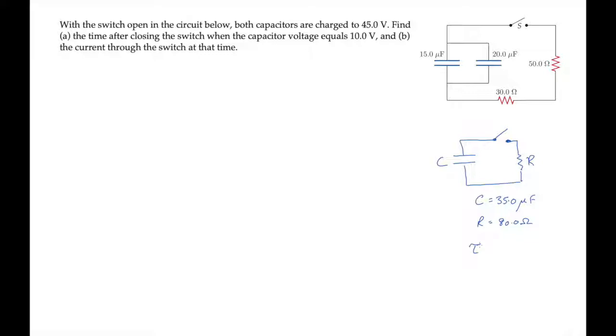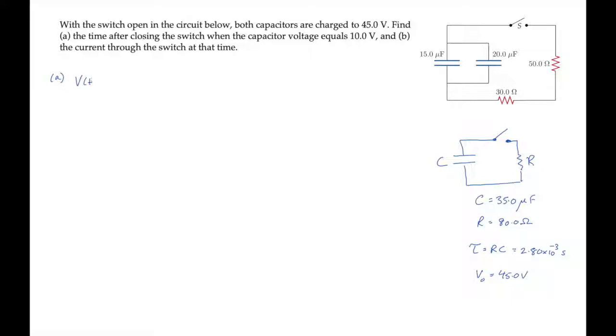This is an RC circuit, so we can calculate tau, the RC time constant, multiplying the resistance times the capacitance to find it equals 2.80 milliseconds. We also know that the voltage across the capacitors at time 0 is 45 volts.